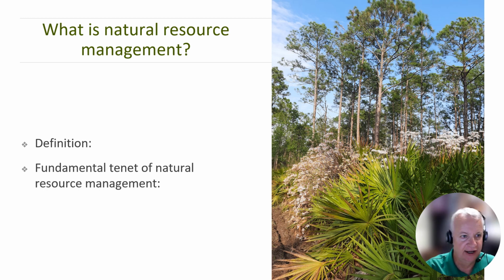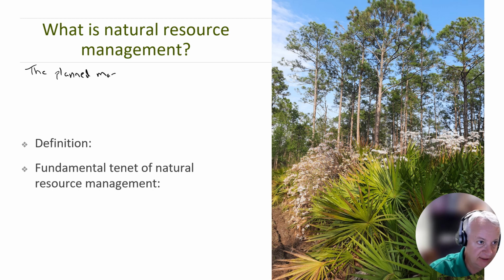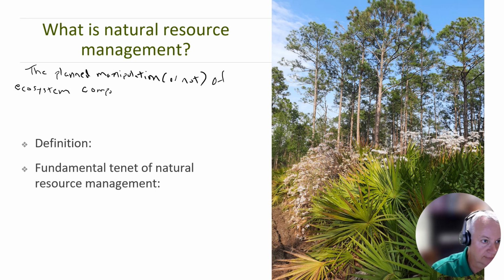All right, so that's the definition of natural resources. So what is the definition of natural resource management? Again, this varies, but this is my definition. It's the planned manipulation or lack of manipulation, sometimes we may choose not to manipulate, of ecosystem composition, structure, and function, to achieve desired objectives.